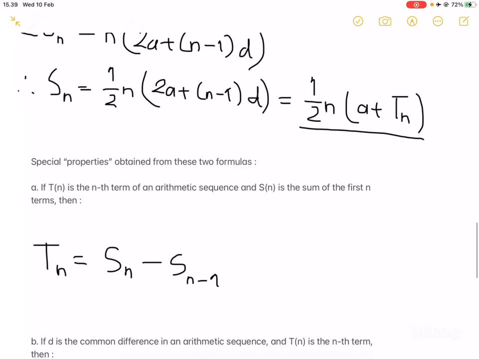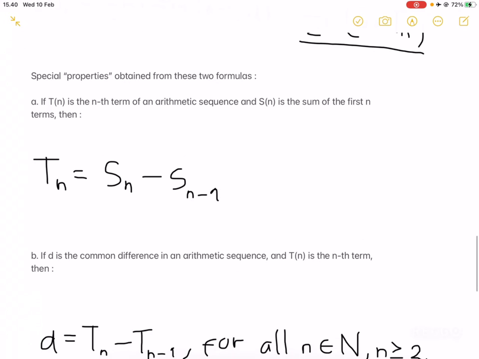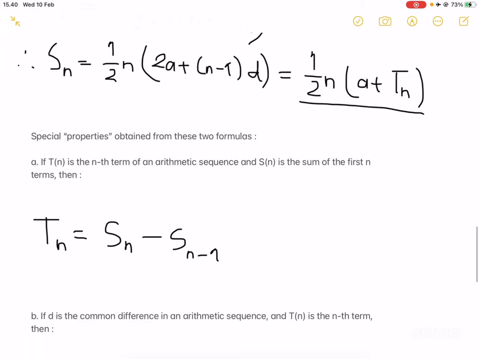So I would just say some special properties obtained from these two formulas. So let's just look at them one by one. If Tn is the nth term of an arithmetic sequence, and Sn is the sum of the first n terms, then Tn, the nth term, is equal to the sum of the first n terms minus the sum of the first n minus 1 terms. And you can just simply see this by extracting the definition of Sn and Tn. And then you can get that this claim is true.